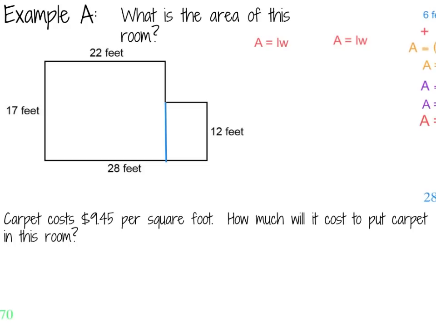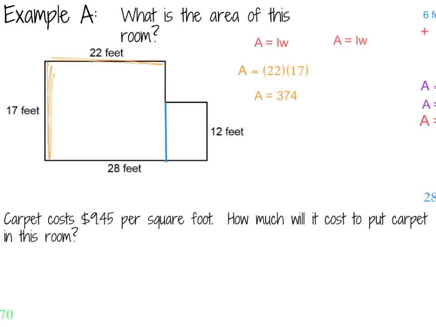So my first rectangle, I'm going to plug in my numbers 22 and 17, because 22 is the length and 17 is the width. So this is my first rectangle, so I'm going to plug them in. All I have to do is multiply. 22 times 17 gives me 374. Perfect. I've got my first rectangle's area, and I'm well on my way.